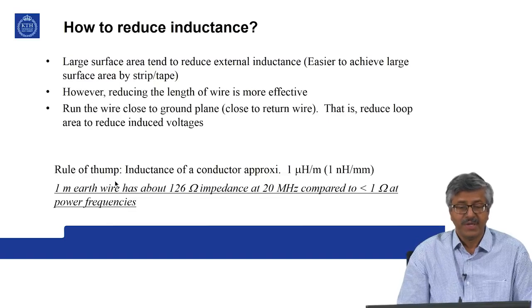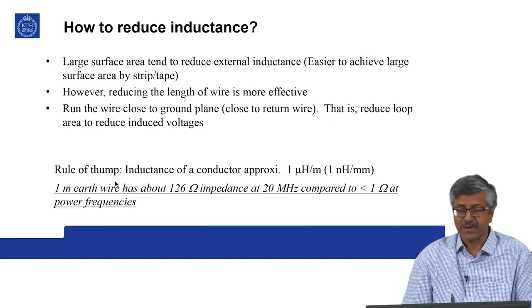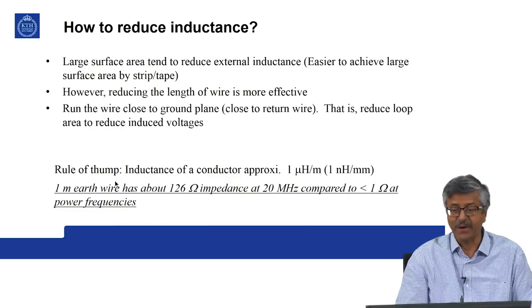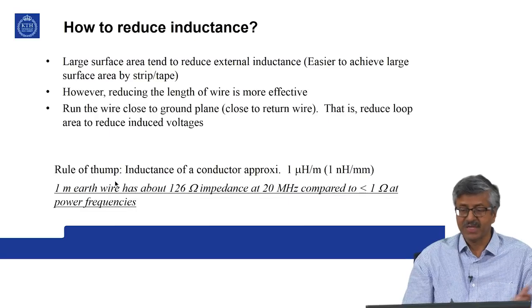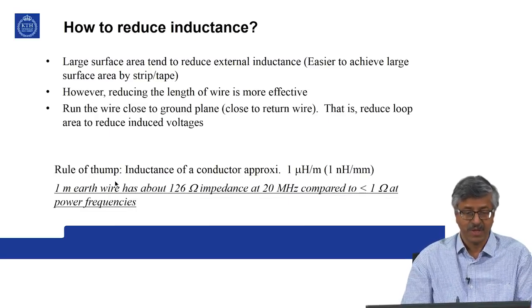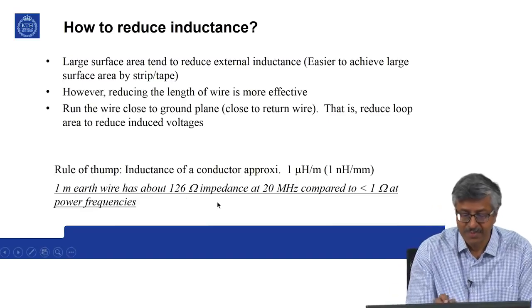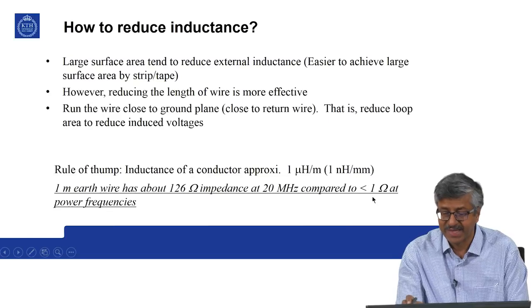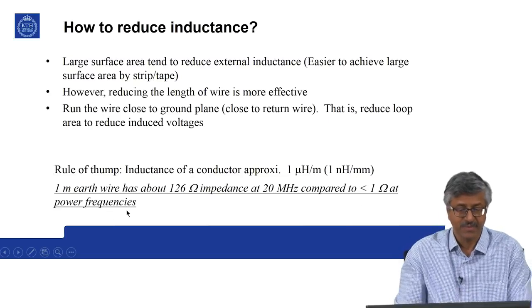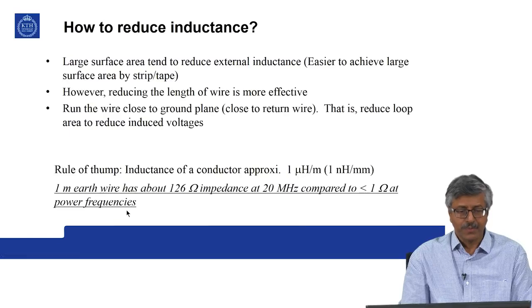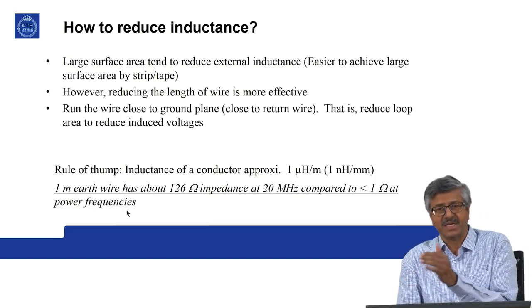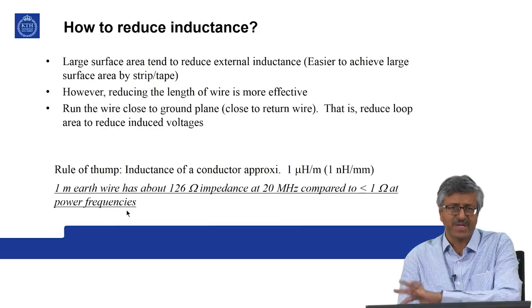So, rule of thumb, inductance of a conductor is approximately 1 microhenry per meter or 1 nanohenry per millimeter. Every millimeter reduction will reduce at least 1 nanohenry from inductance. A 1 meter earth wire has about 126 ohm impedance at 20 hertz compared with less than 1 ohm at power frequencies. So, the importance of inductance cannot be neglected while finding the impedance under transient conditions, because it can have a tremendous effect.